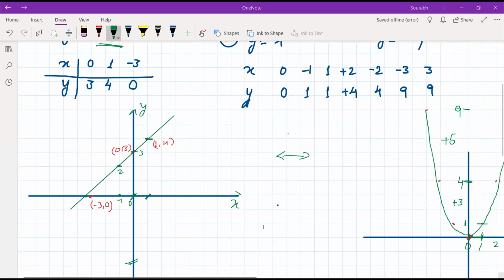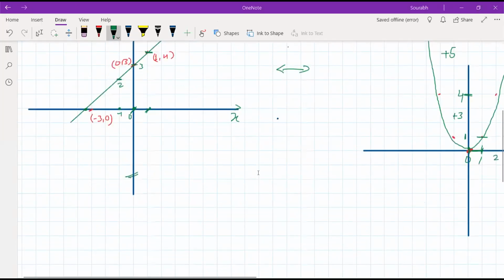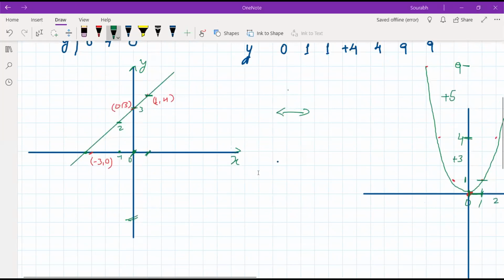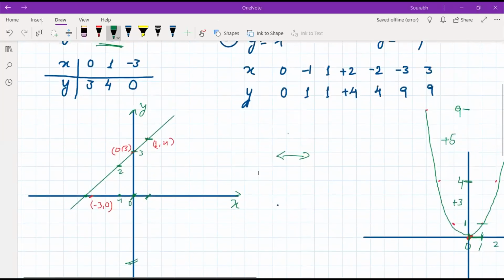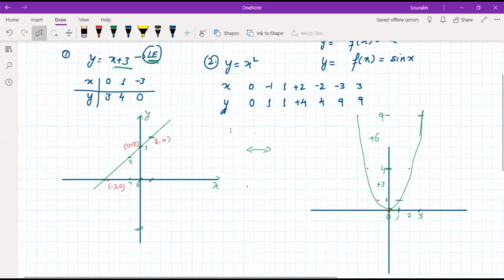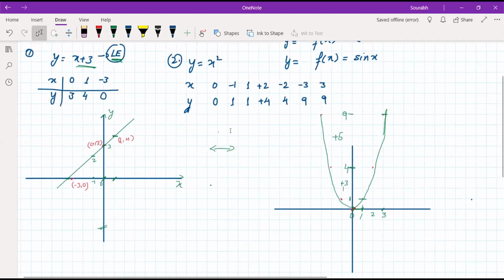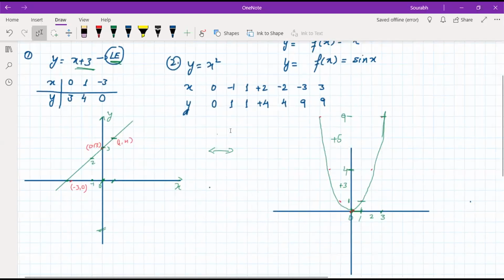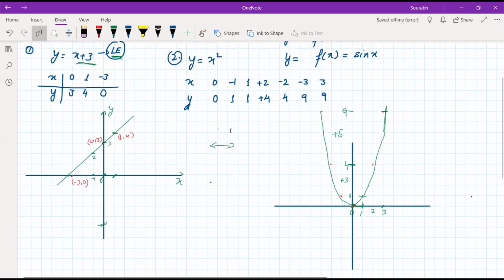Is the screen visible? Because just now there was some problem. Is the screen still visible to you? It zoomed out, sir. It's too big. Okay, that is okay. Now it is okay, right?